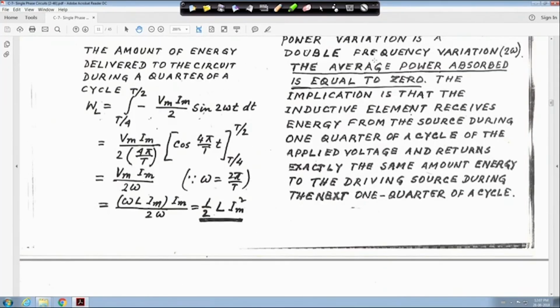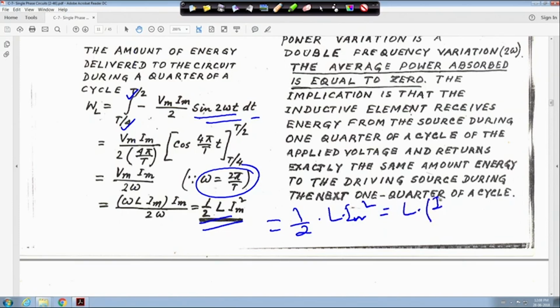Therefore, if we do so, the t by 4 to t by 2 and it is minus Vm Im by 2 sin 2 omega t dt. If you integrate and simplify, use this relationship omega is equal to 2 pi by T, it will be simply half L Im square. That means half L into this Im square is equal to L into (Im by root 2) square. That means L into I RMS square, right.